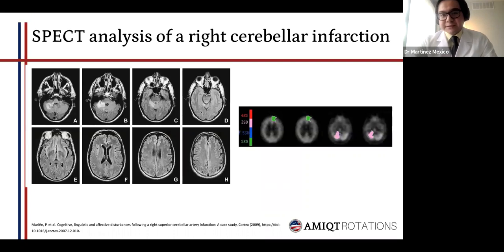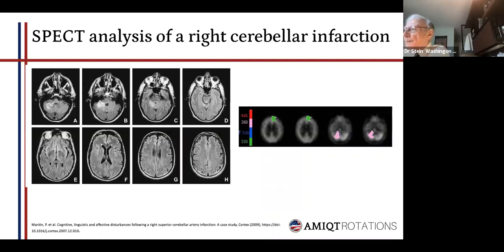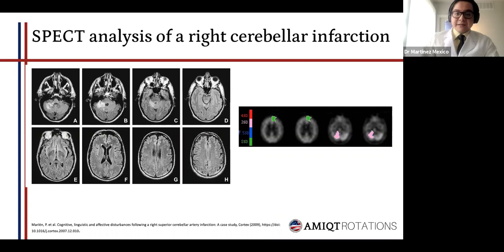Now, here is another type of study. This is not voxel-based mapping, it is a SPECT, a particular SPECT case report of a patient with a right cerebellar infarction. The interesting part is that you can see here the cerebellar infarction, but you can also see changes of 2 standard deviations from the mean in the left frontal cortex, in the left prefrontal cortex. So as I mentioned, changes in the cerebellum can have an impact on changes in other regions of the cerebrum, even if they are not directly affected.